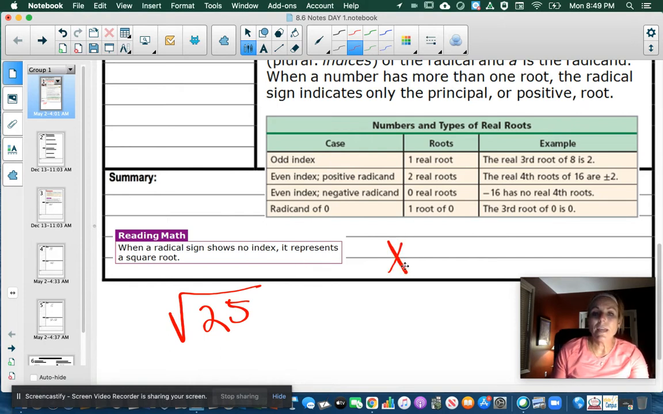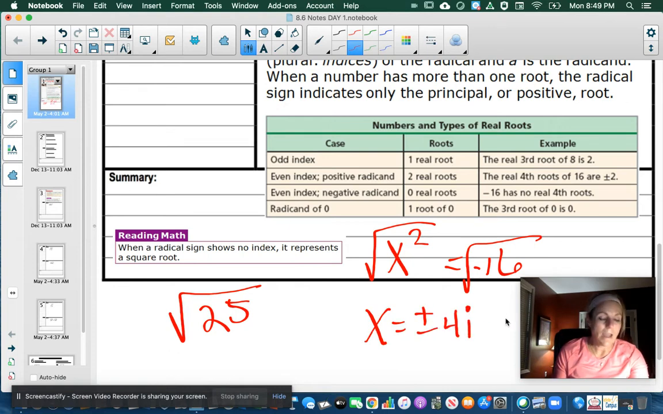So if I said x squared equals -16, we take the square root of both sides, we'd say x is equal to plus or minus 4i. In this case, we have an even index, which is 2, and a negative radicand. That gives us 0 real roots, and they're just imaginary roots.